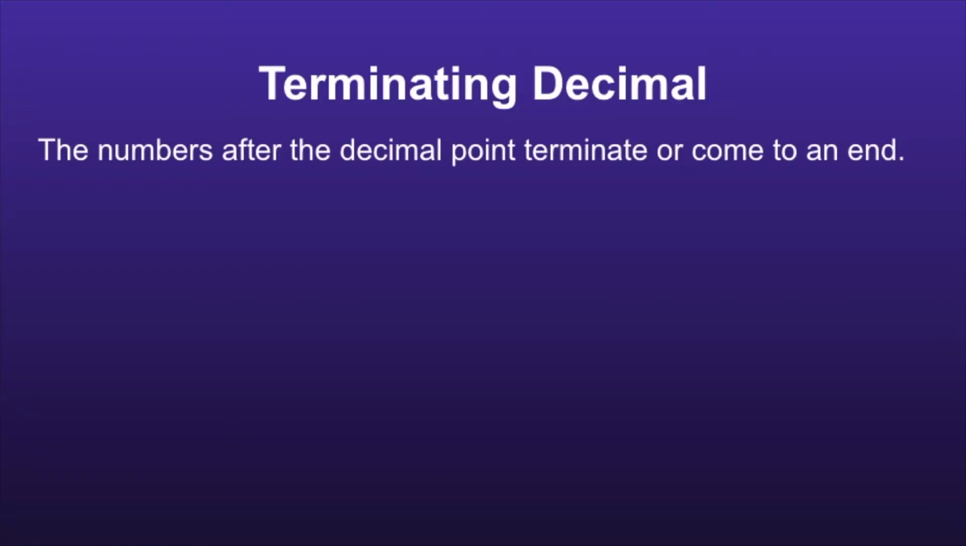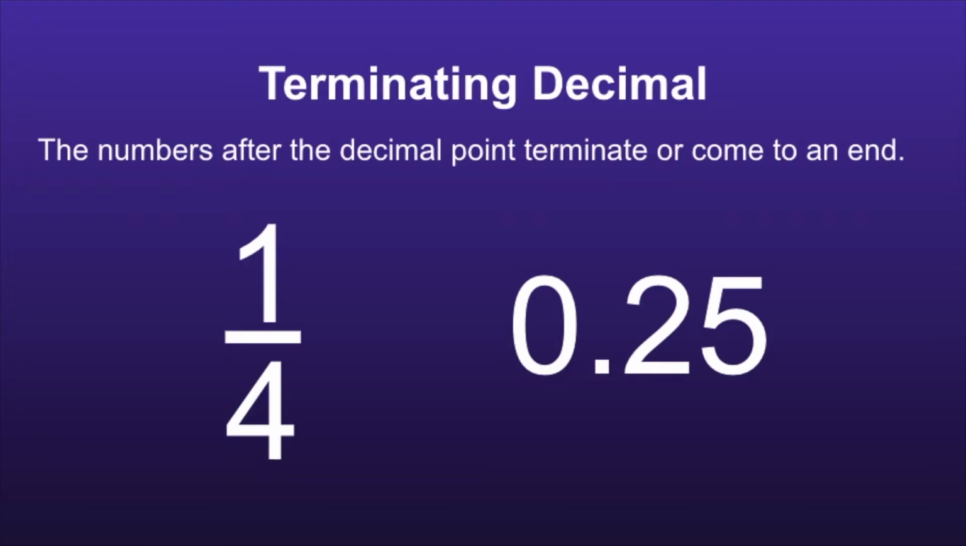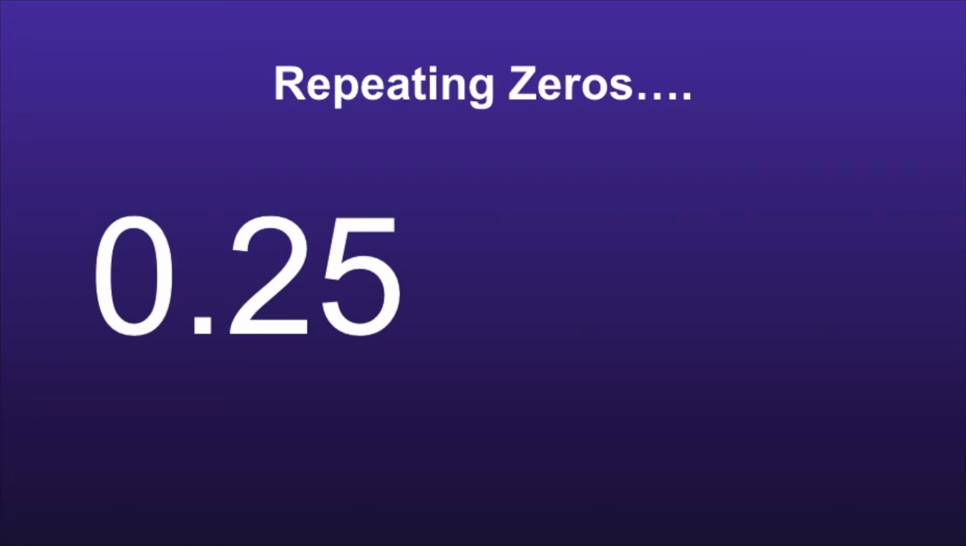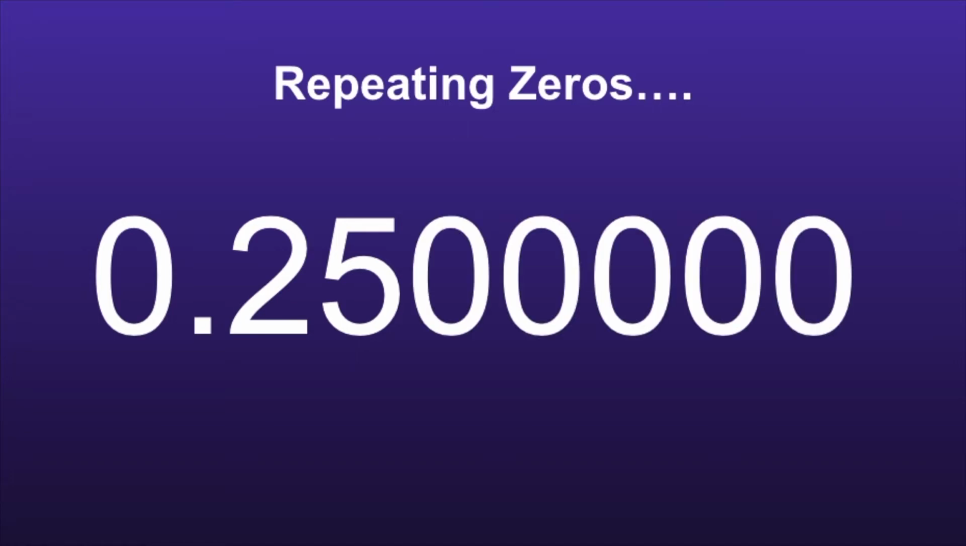So first, it's important for us to learn some vocabulary. The first vocabulary term is terminating decimal. A terminating decimal is when the numbers after the decimal point terminate or come to an end. For instance, the fraction 1/4 can be converted to the decimal 0.25. Notice how the numbers stop or terminate after the 5. I do want to mention, though, that in this decimal, 0.25, there actually are numbers after the 5. Those numbers are going to be zeros. But if you have repeating zeros, that is not classified as a repeating decimal.